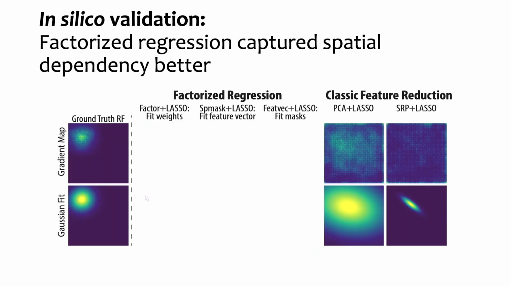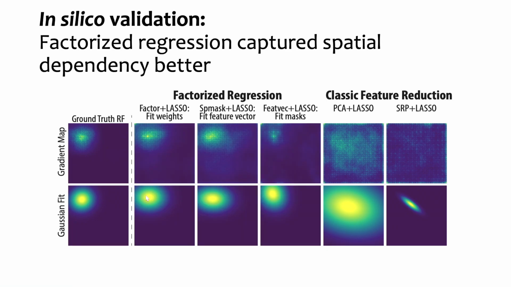But the real edge comes from the estimation of the spatial dependency part. If we now pass gradients through the factorized regression models, the receptive field estimate is much closer to the ground truth receptive fields, and much more accurate than the classic feature reduction methods. That's especially the case if you fit the masks themselves in the post-regression steps.